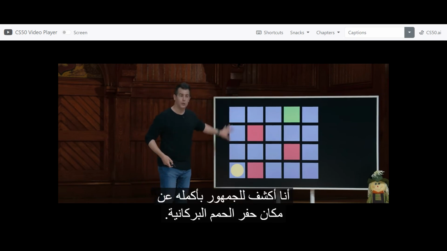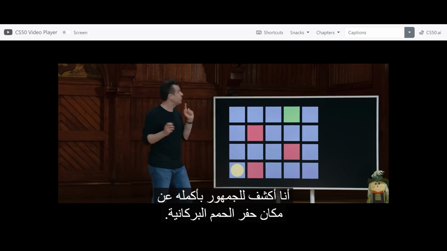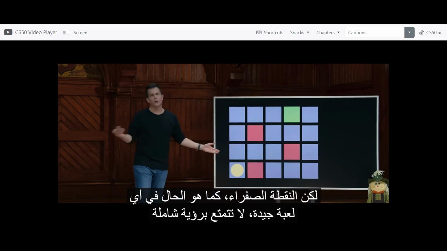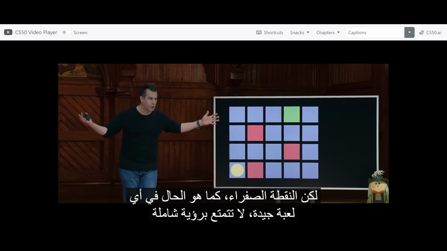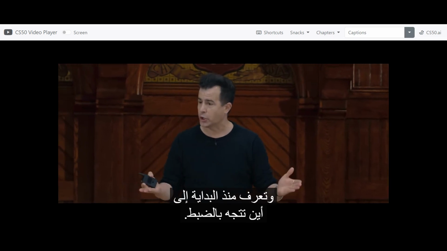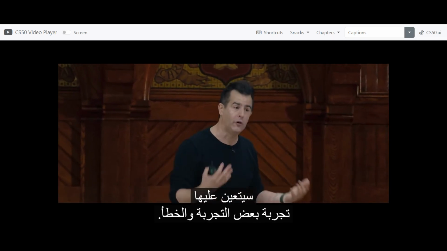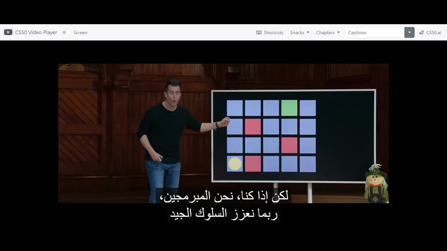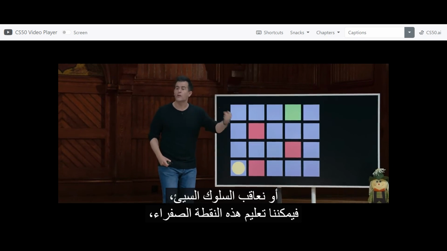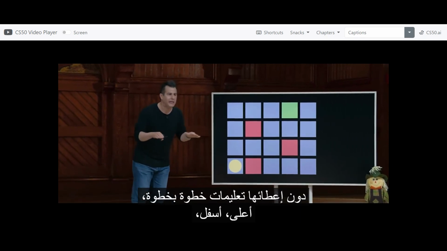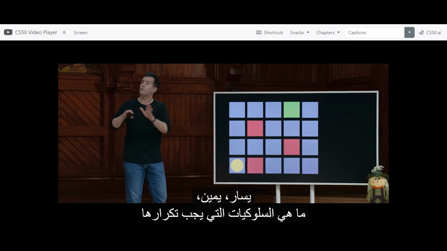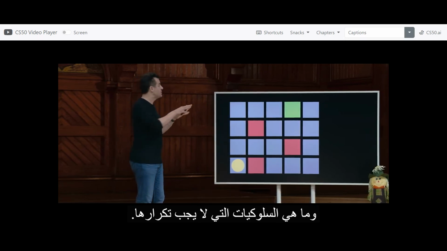I'm revealing to the whole audience where the lava pits are, but the goal for this yellow dot is to get to green. But the yellow dot, as in any good game, does not have this bird's eye view and does not know from the get-go exactly where to go. It's going to have to try some trial and error. But if we, the programmers, reinforce good behavior or punish bad behavior, we can teach this yellow dot what behaviors to repeat and what behaviors not to repeat, without giving it step-by-step, up, down, left, right instructions.